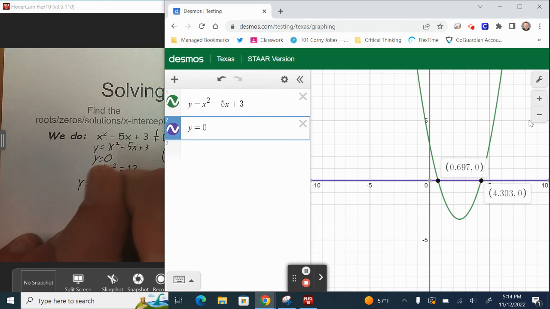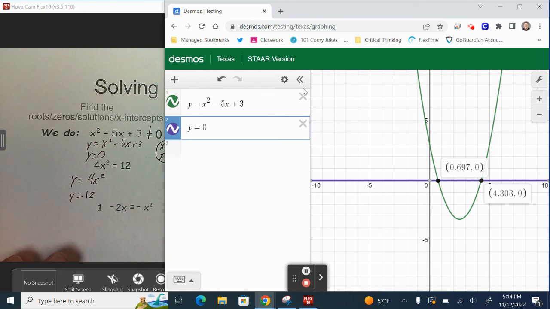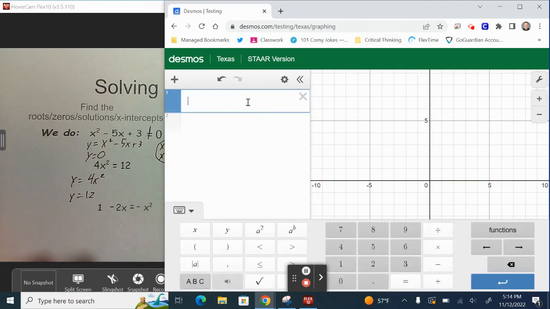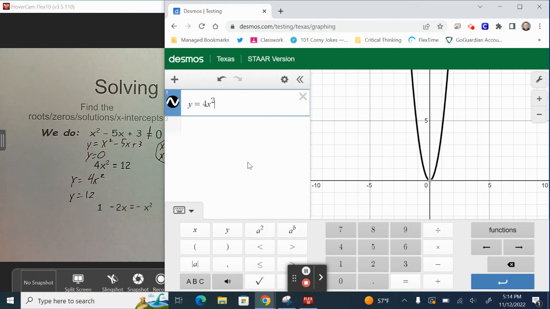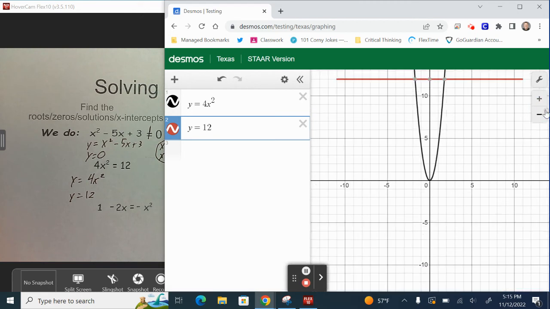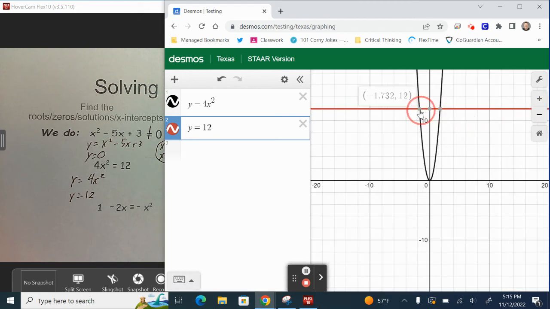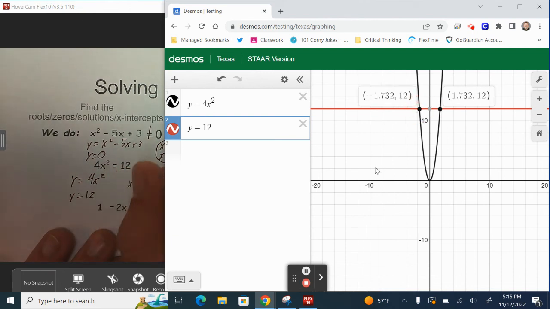Y equals 4x to the power of 2. Y equals 12. Let's type it in. Y equals 4x to the power of 2. Let me click. Boom. Y equals 12. Don't see that red line. We just got to zoom out a bit. There it is. Look at that. We got two solutions again. So we got x equals negative 1.732 and x equals positive 1.732.